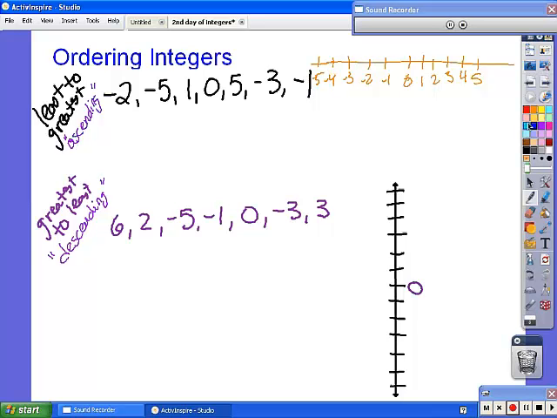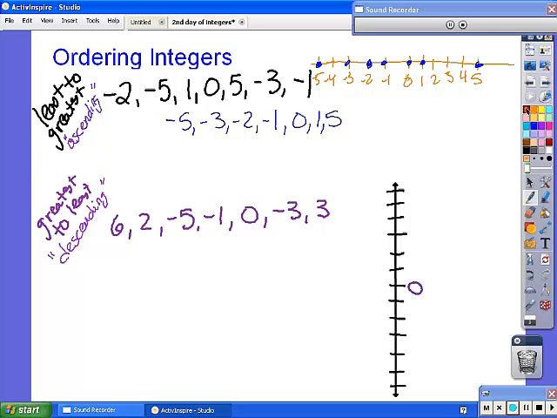All right, so we have negative 2, we have negative 5, we have a 1, a 0, a 5, a negative 3, and a negative 1. We're going from least to greatest, which is also ascending, so you want the smallest number. So our smallest blue dot is at negative 5. Then we went to negative 3, negative 2, negative 1, 0, 1, and 5.